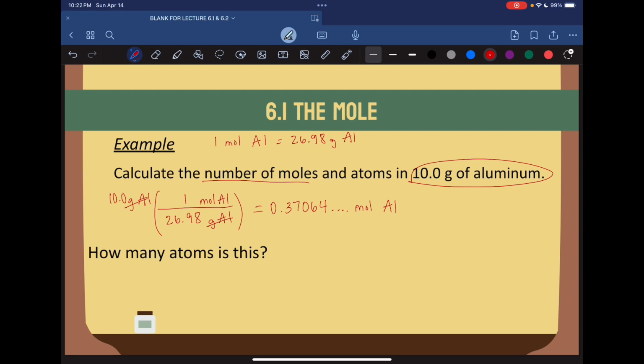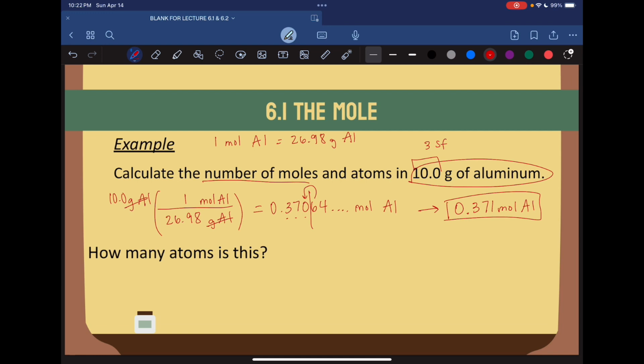If I'm doing sig figs, 10.0 is 3 sig figs. So I'd count 1, 2, 3, draw my line. How does the 6 influence that 0? We're going to round up. So this is going to turn to 0.371 moles of aluminum.